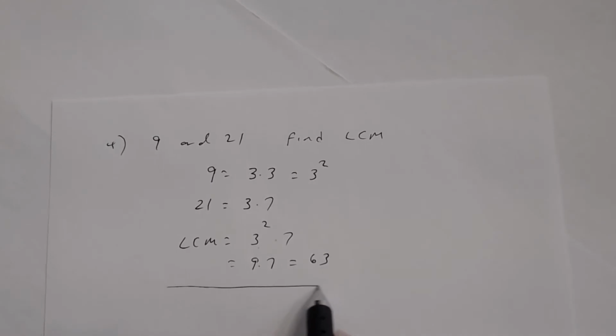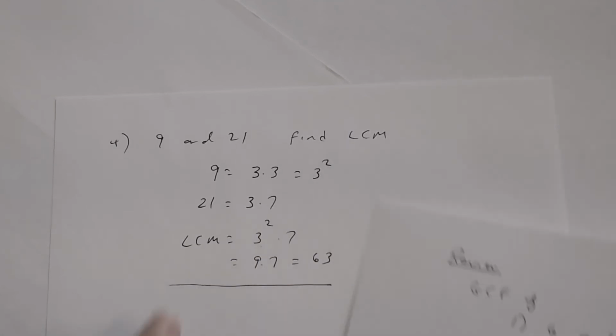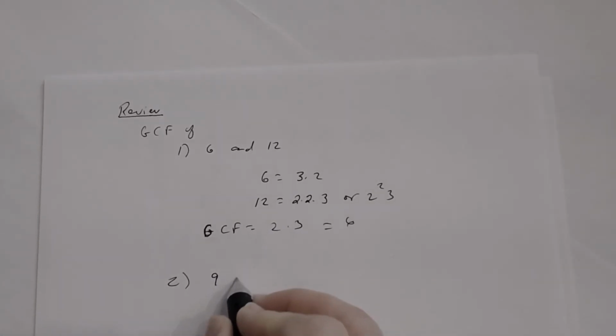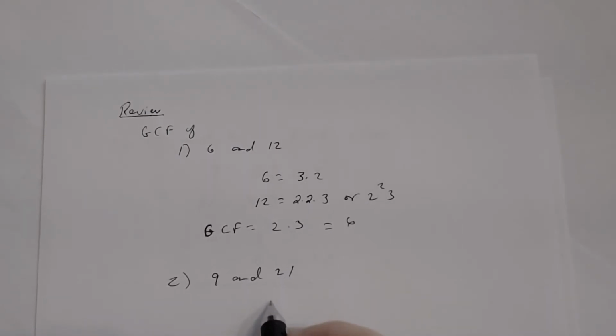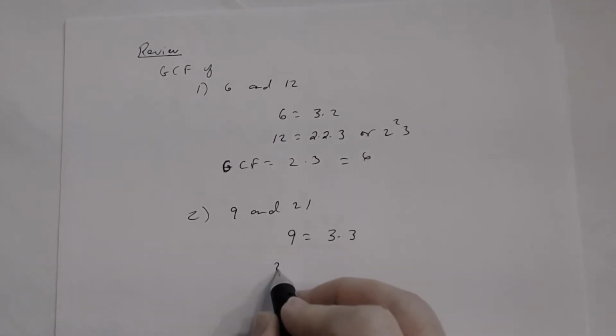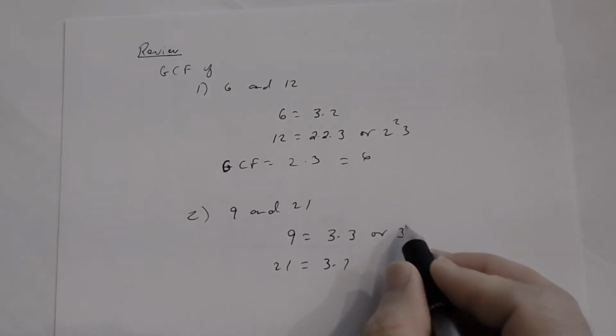So now what I want to do is go back to the GCF. So let's do number 2. Let's find the GCF of 9 and 21. So the prime factorization of 9 is 3 times 3. The prime factorization of 21 is 3 times 7, right? And remember, 9 is also 3 squared.